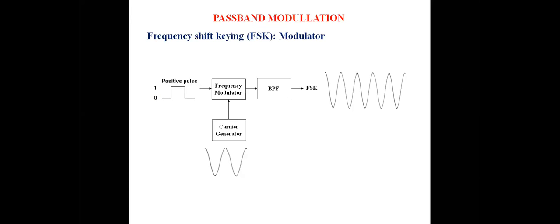See clearly, a positive pulse, high frequency, negative pulse, low frequency. Like that, the positive and negative pulses which are representing bits are changing the frequency to either high or low. So this is briefly about the generation of FSK signal. Now let me explain one more simple method.